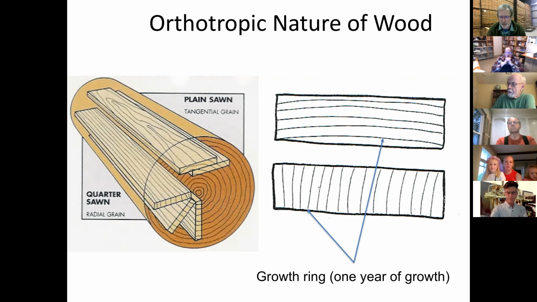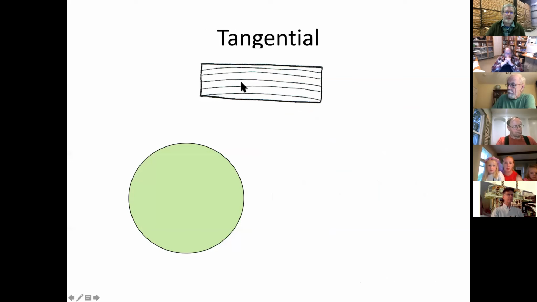We need to define what these are, because wood is an orthotropic material. And what does that mean? It has different mechanical and material properties in each of the different dimensions. It's one of the fun things about wood, right? So let's talk about where this word tangential comes from.